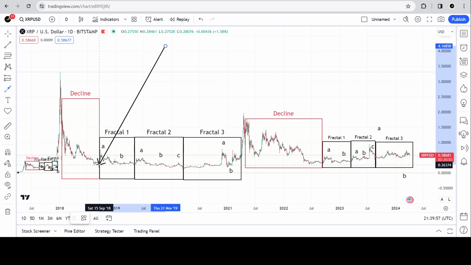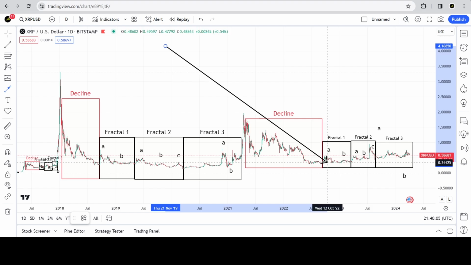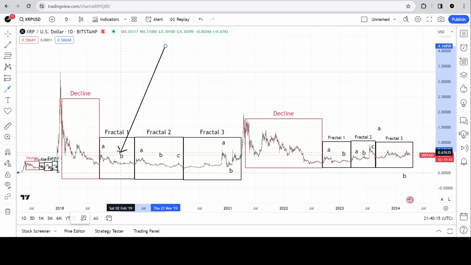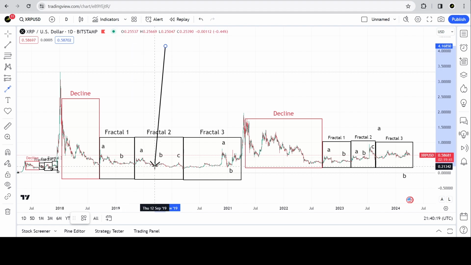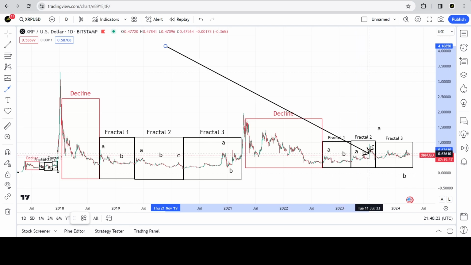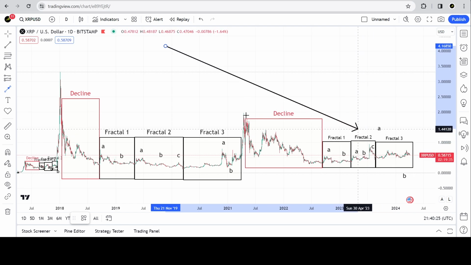In fractal 1, there are two parts: part A where price moves up and then it moves back down again, and part B where it goes flat. We can see that took place over here in fractal 1, part A where it moves up and then it moves back down again, and then part B where it goes flat. Sometimes this B part arches down a bit, not on this iteration. In fractal 2, we have three waves, wave A, wave B, and wave C, and we have wave A, wave B, and wave C over here on this fractal 2.